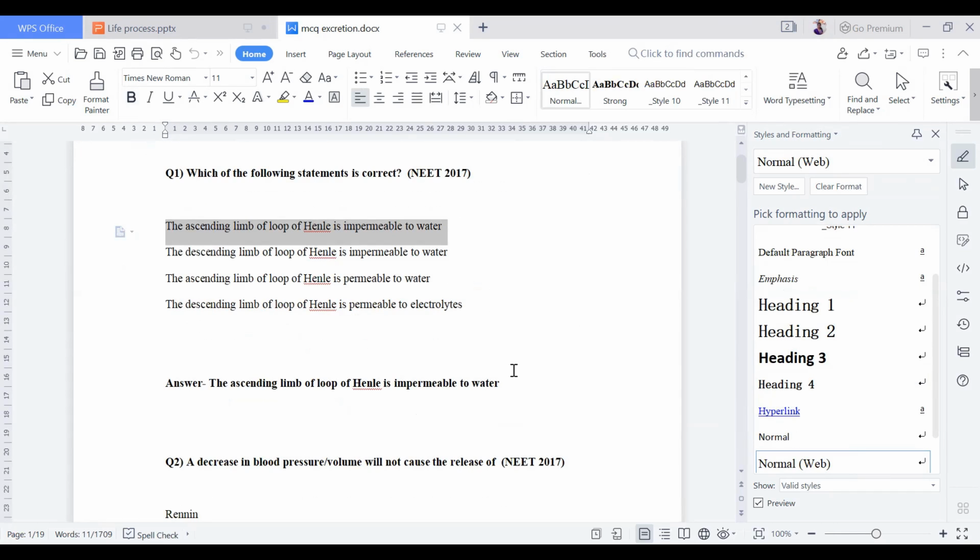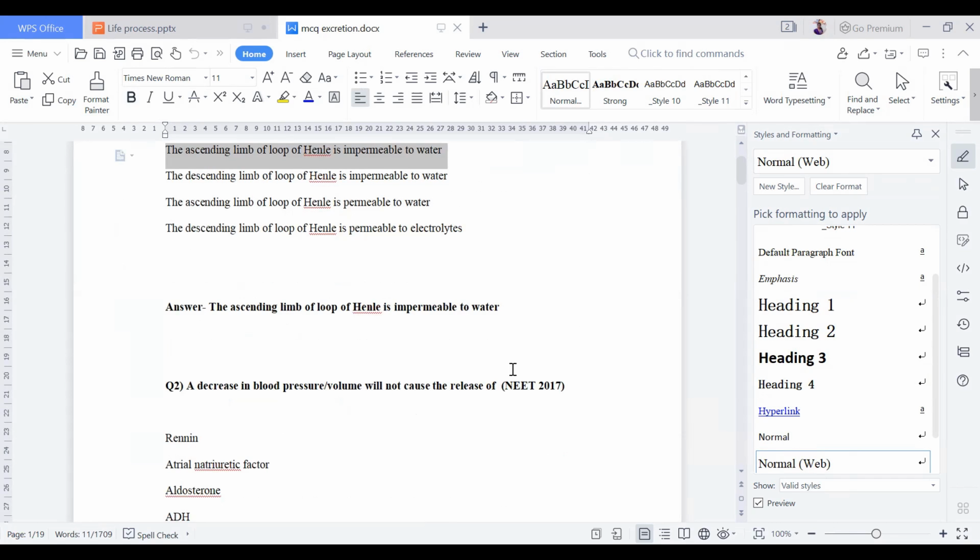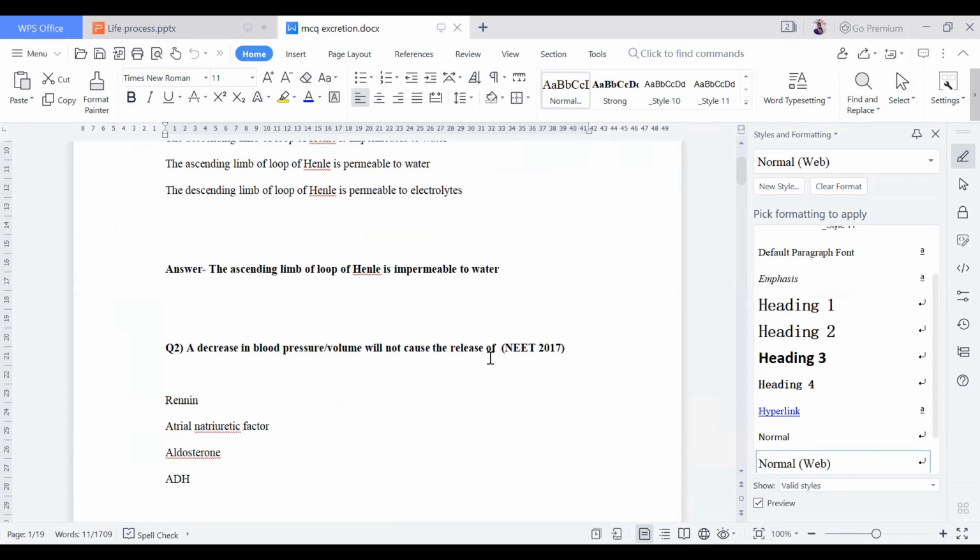Next question. A decrease in blood pressure or volume will not cause the release of renin, atrial natriuretic factor, aldosterone, and ADH. It was asked in NEET 2017. So what is the answer? Any guesses?